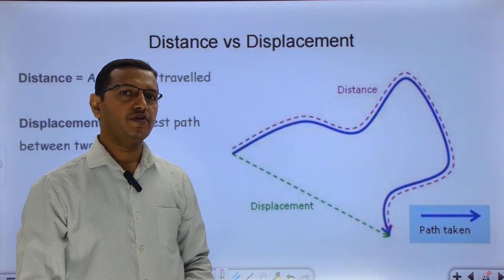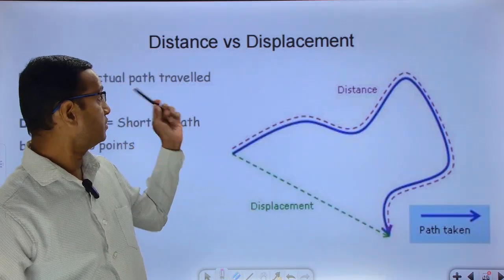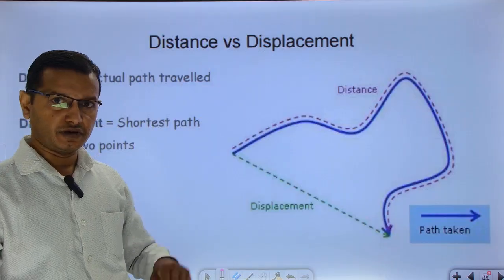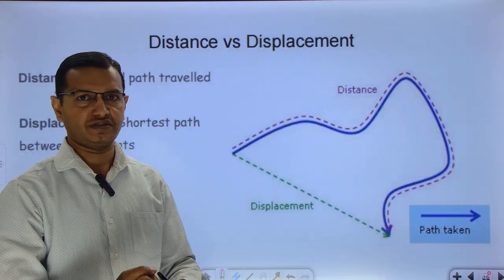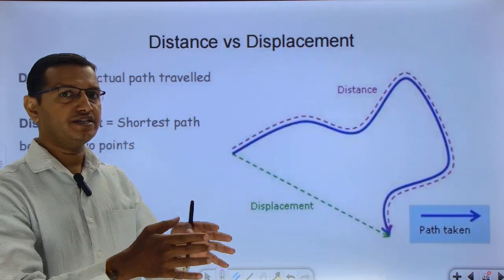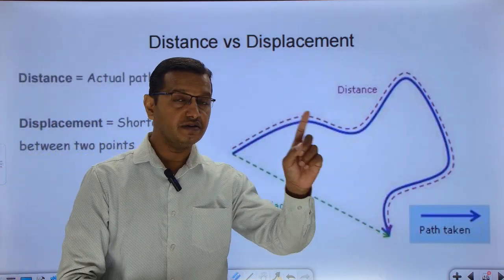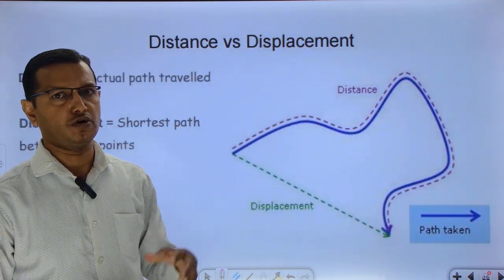In the earlier class we have discussed the basics of motion. In this session we're going to discuss the concept of distance and displacement. Basically, 5 terms are very important for kinematics and dynamics of IIT-JEE: distance, displacement, speed, velocity and acceleration. So these 5 terms should be very strong conceptually.